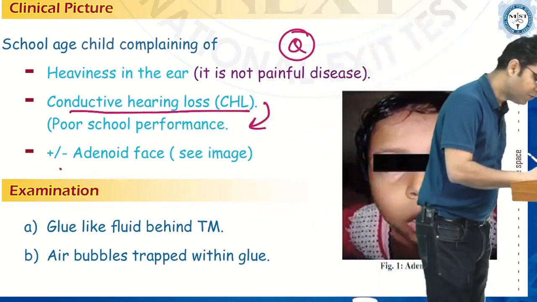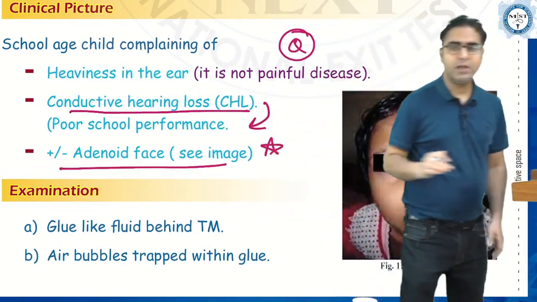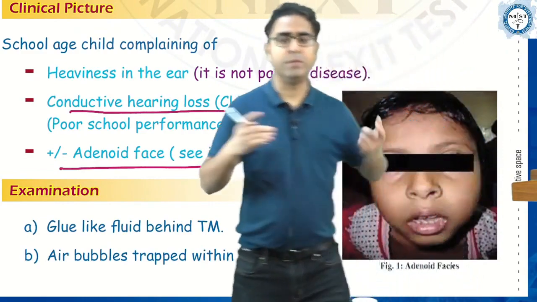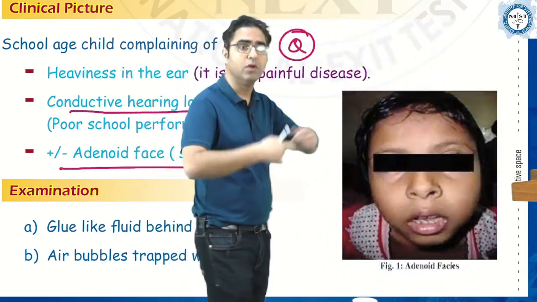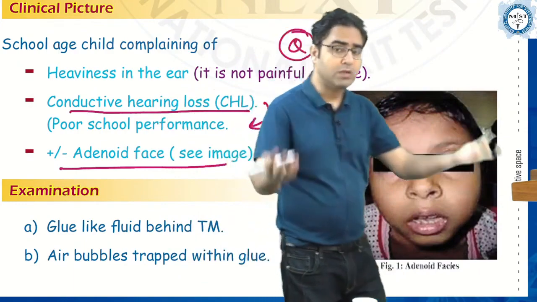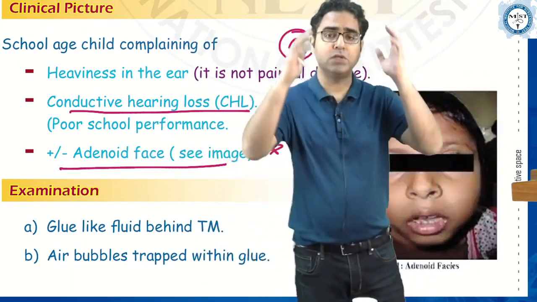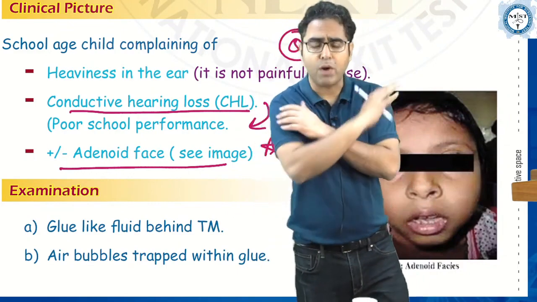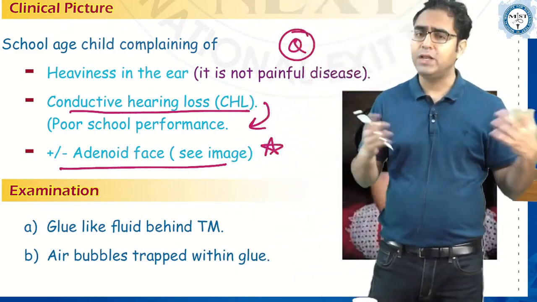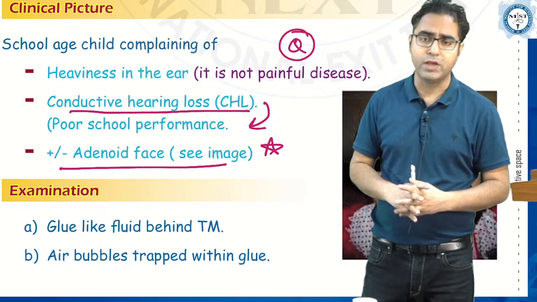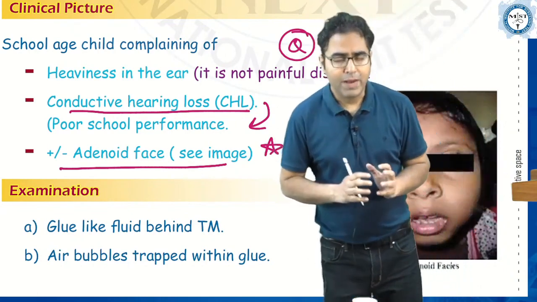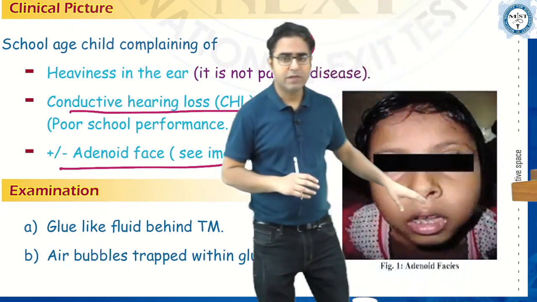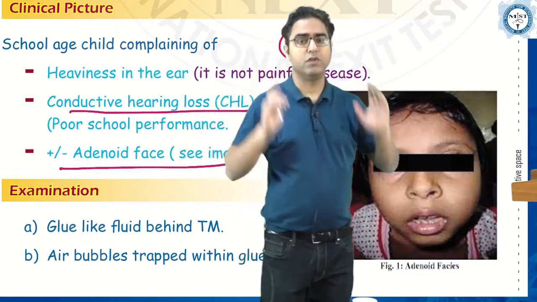Plus minus adenoid face. Nobody would forget it. This adenoid story is married to the glue ear story, and adenoid children actually have glue ear very commonly. This is a doctor thing. This is integration. This question will surely come in the exam in one or other format. Glue ear is such a popular topic that something or other is coming out of it every now and then. So imagine an adenoid child like this will have hearing loss also.